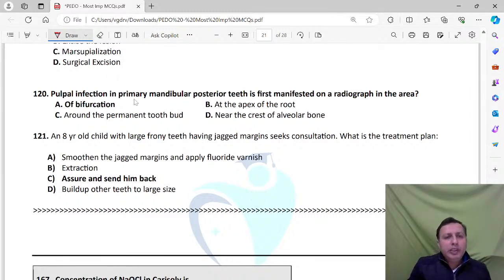Now, pulpal infection in a primary mandibular posterior tooth is manifested on the radiograph in which area? We have already discussed that in the primary mandibular teeth you will see a radiolucency in the furcation area because of the increased number of accessory canals.